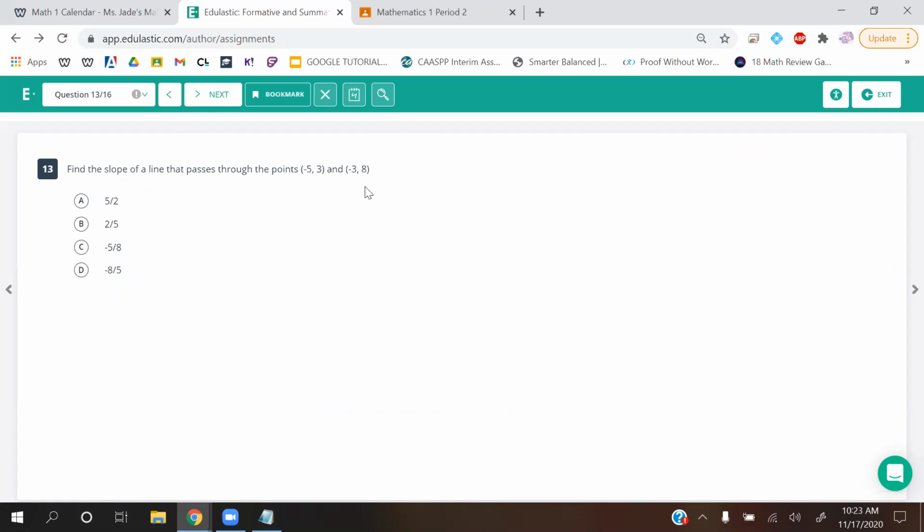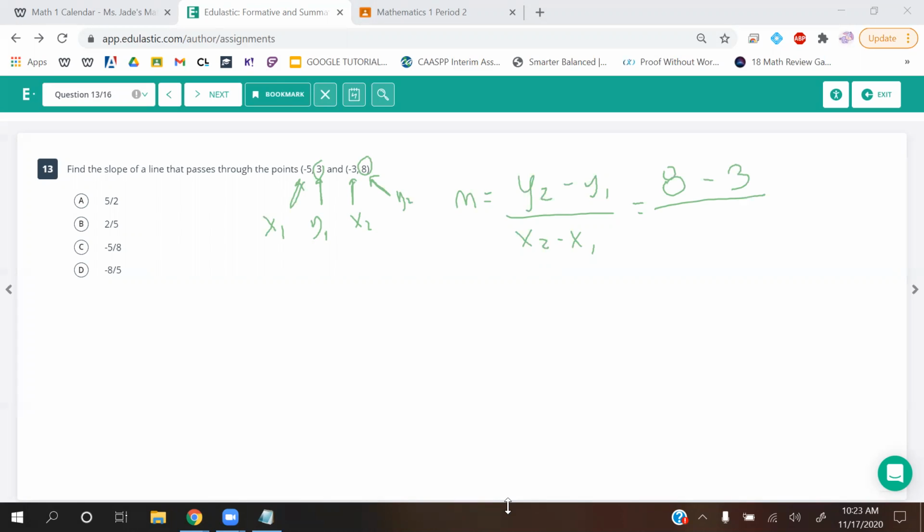Find the slope of a line that passes through those points. Cool, so we're going to annotate and we're going to use our slope formula, which if you guys remember is y2 minus y1 over x2 minus x1. We are given these points. This can be our first point, so that's x1 and this is y1. Sorry, that's messy. Then this would be x2 and that would be y2. So plugging it in, our y2 is 8, minus our y1, which is 3, divided by our x2, negative 3, minus our x1, negative 5.